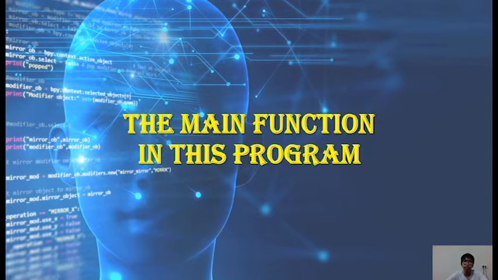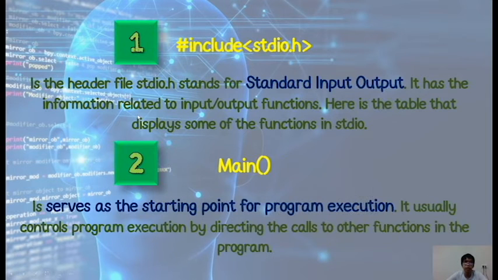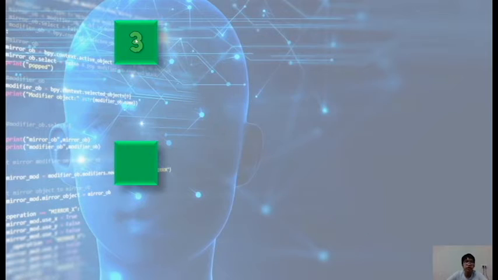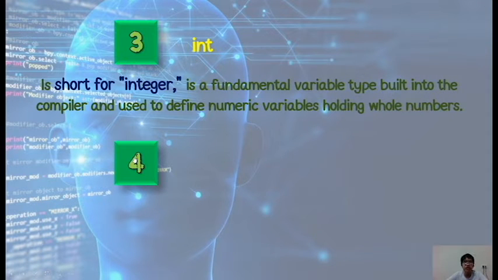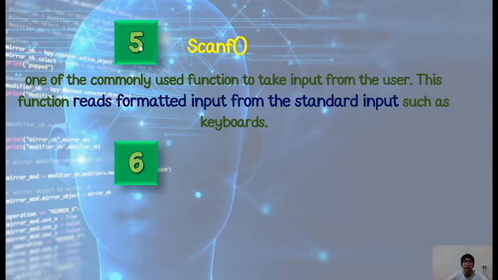The main functions in this program: 1. Include stdio.h is the header file, which stands for standard input and output. 2. Main serves as the starting point for program execution. 3. Int is short for integer, a fundamental variable type built into the compiler and used to define numeric variables holding whole numbers. 4. Printf is the function that sends formatted output to the screen. 5. Scanf is the function that reads formatted input from the standard input such as the keyboard.